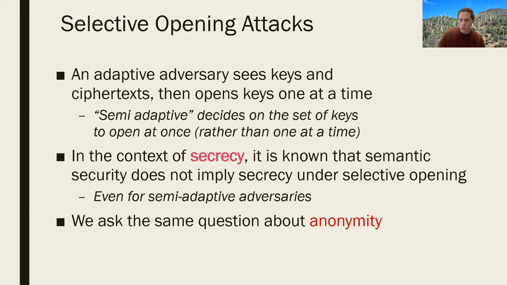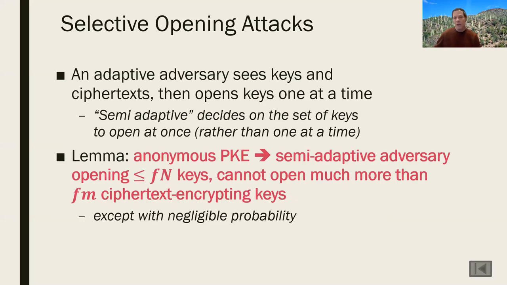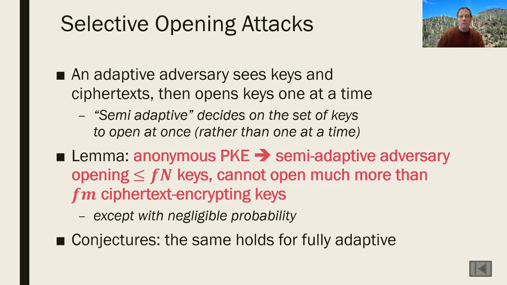In the context of secrecy, we know that regular secrecy doesn't imply secrecy in either case. But in the case of anonymity, we show that for the semi-adaptive adversary, the one that needs to open all of them at once, if you have a public key encryption that's anonymous, then it's also anonymous under selective opening for a semi-adaptive adversary. So if you can open only a fraction of the overall keys, then you cannot open a whole lot more than a fraction of the important keys, except with negligible probability. And we conjecture that the same holds for truly adaptive adversaries.